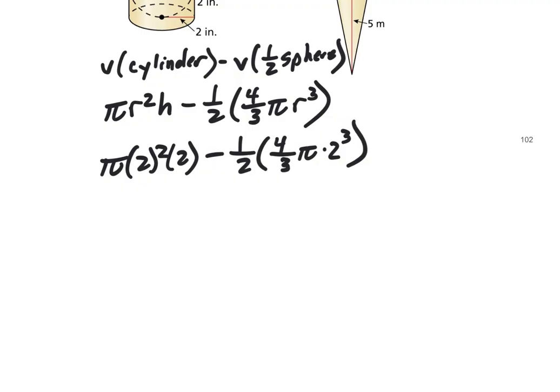4 times 2 is 8. So this part over here becomes 8 pi. Over here, I could take a half times 4/3. When I multiply two fractions together, all I've got to do is multiply the numbers across. So this would be 4 times 1. This would be 2 times 3, which would be 4/6, which is really 2/3. And so this would be 2/3 times pi times 8.